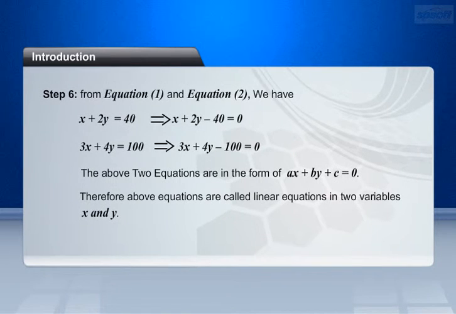Consider equation 1 and equation 2. Equation 1, x plus 2y equals 40, can be written as x plus 2y minus 40 equals 0. Equation 2, 3x plus 4y equals 100, can be written as 3x plus 4y minus 100 equals 0. As the above two equations are in the form of ax plus by plus c equals 0, therefore we can say that the above two equations are called linear equations in two variables x and y. Always linear equations have degree 1.